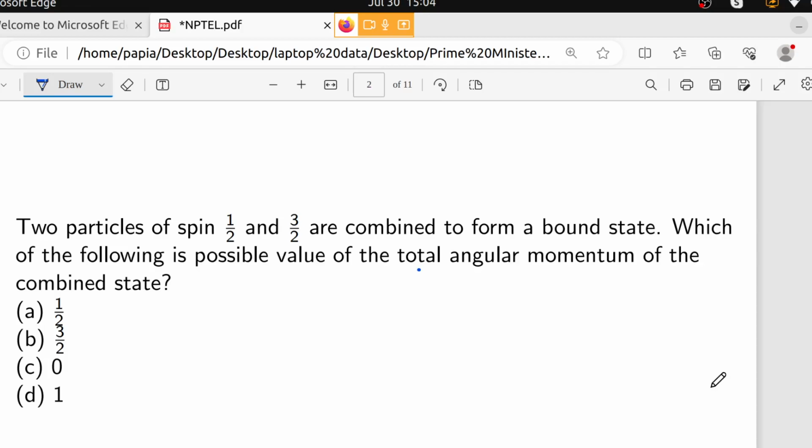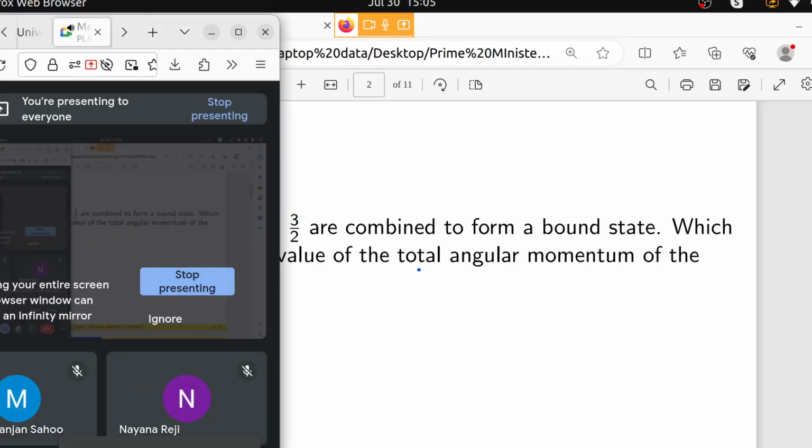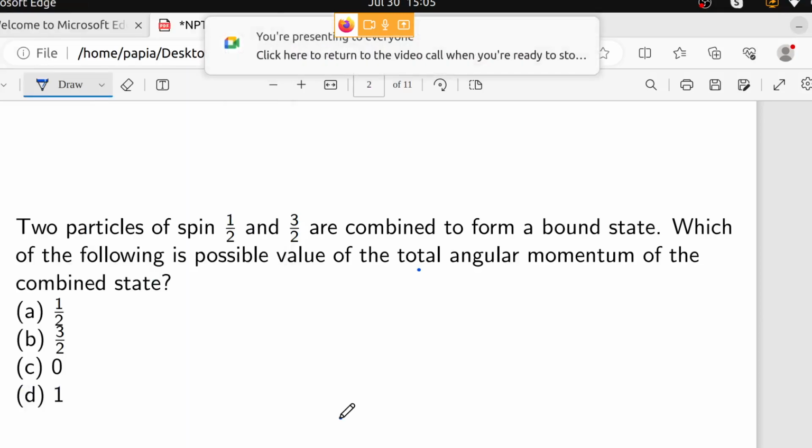So what is the first question? Two particles of spin half and 3/2 are combined to form a bound state. One more thing: whenever you have some doubt, you can ask me anytime, even in between the question. Just unmute yourself and ask. This whole course is not only from me, the discussion will be from your side also. It will be an interactive course, so that it will be beneficial for all of you. So let's start the first question.